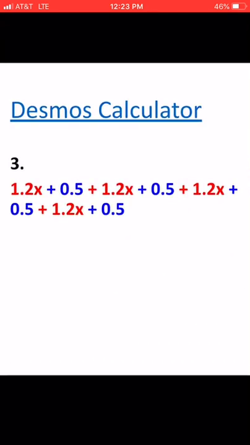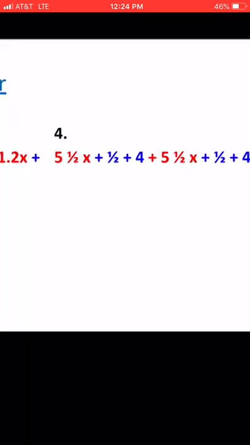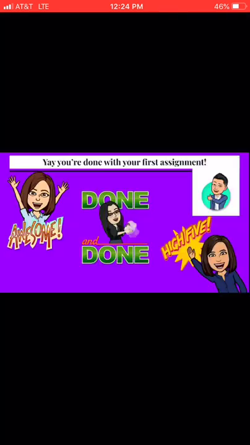It says 1.2x plus 0.5 4 times: 1.2x plus 0.5, 1.2x plus 0.5, plus 1.2x plus 0.5. All you're going to do is the same thing. Add up the coefficients with the coefficients, the red with the red. Then add up the constants, the blue with the blue, and then put it together. Number 4 is kind of like number 2. It is a rectangle, and there it's been set up for you. So you can do those problems on your own.